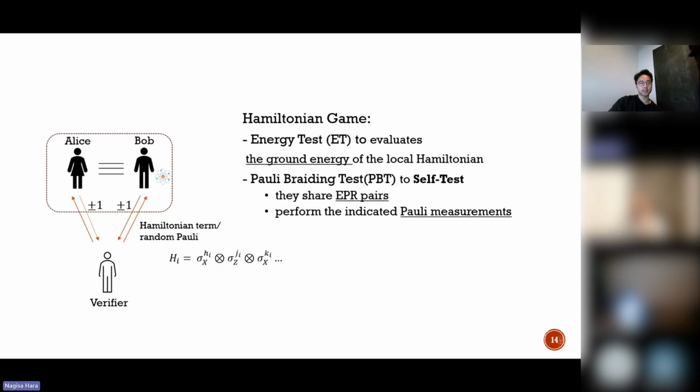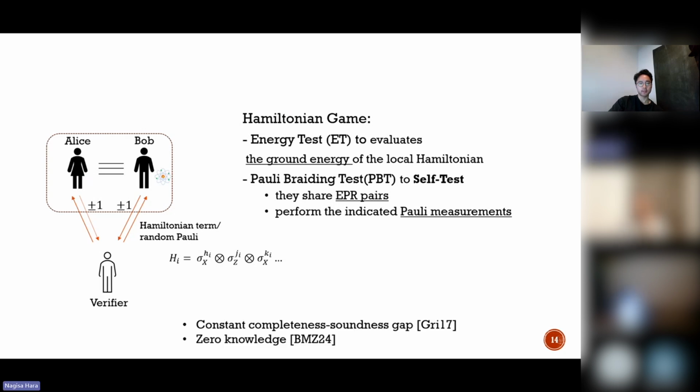The point is that Bob always receives the same type of query, Pauli matrices, so he cannot tell the difference between these two different tests. So if they pass this Pauli braiding test with high probability, thanks to the self-testing, Bob should behave honestly even in the energy test. So this is how this process works.